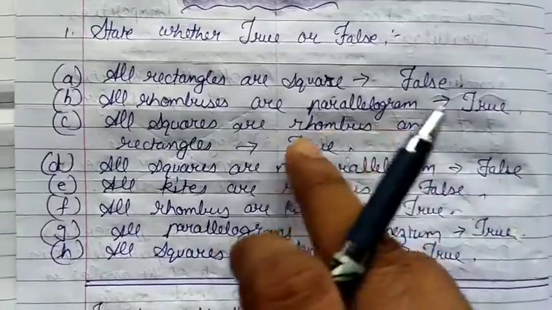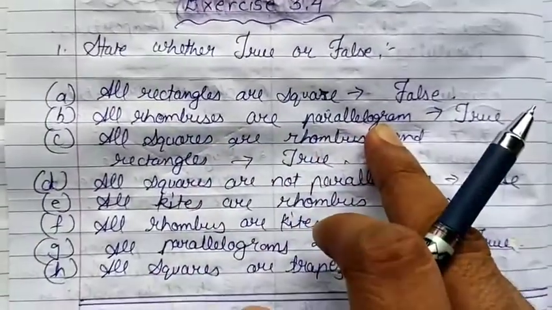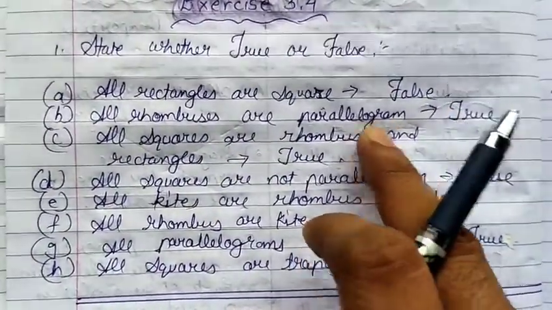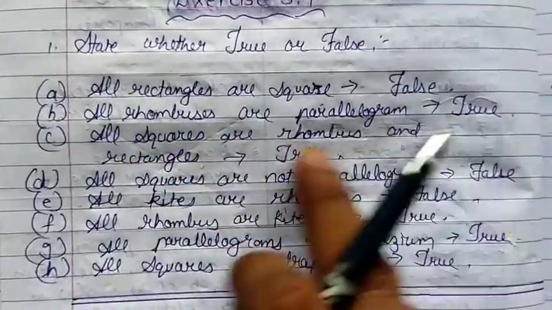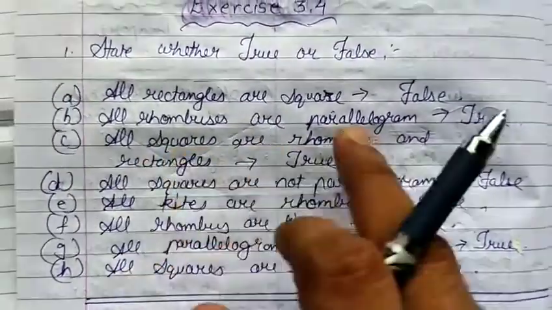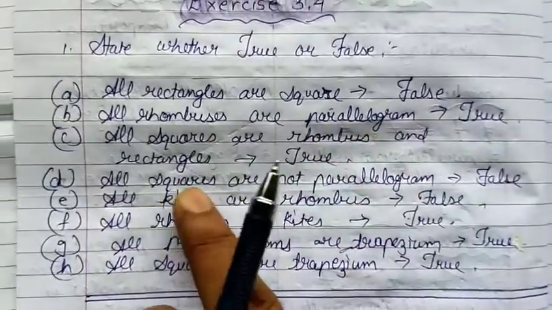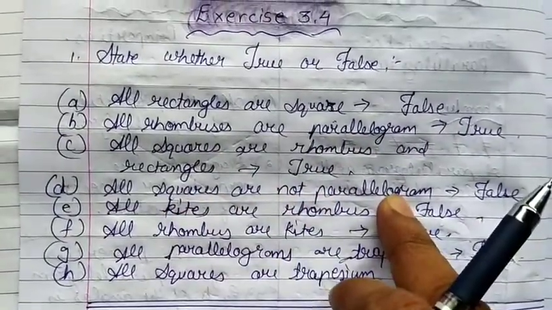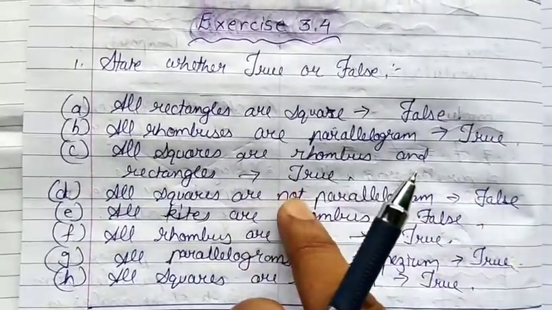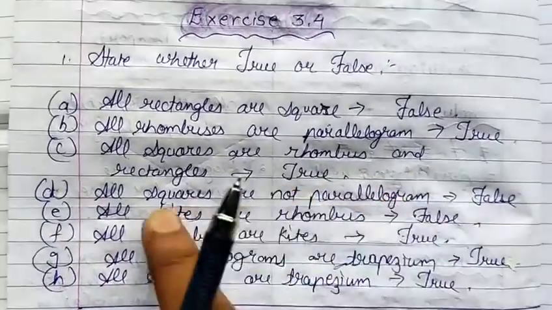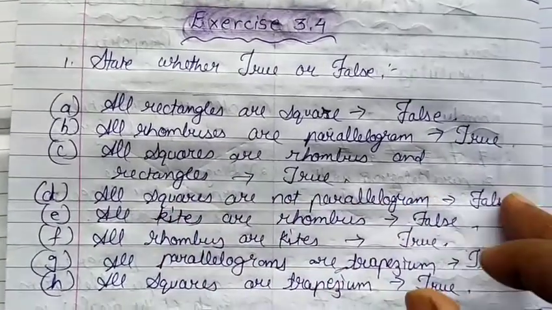True. Yes, we just saw that a rhombus can be a parallelogram. Any figure can be a parallelogram, but a parallelogram cannot be another figure. So write down true. All squares are rhombuses and rectangles. Yes, we just saw it. A square can be a rhombus, rectangle and parallelogram. All squares are not parallelograms. False. All squares are parallelograms, but here it is given 'not a parallelogram'. A parallelogram cannot be a square, but a square can be a parallelogram.